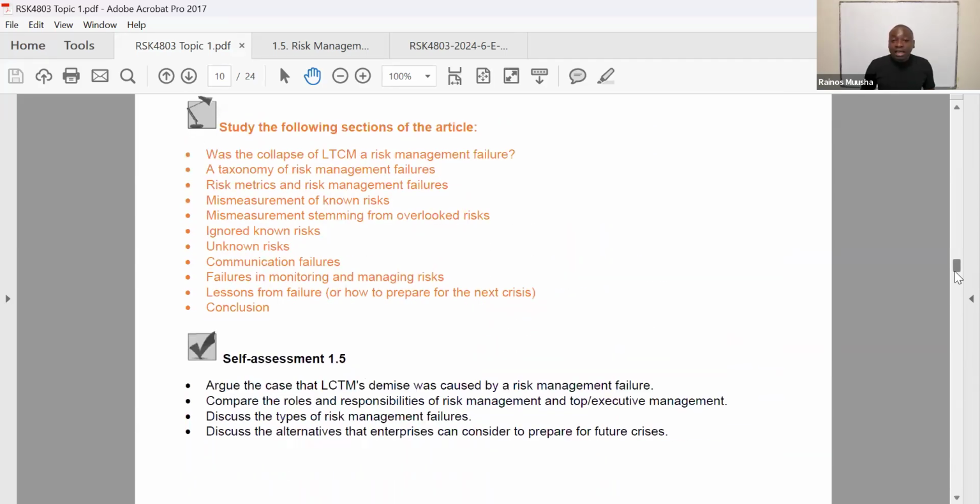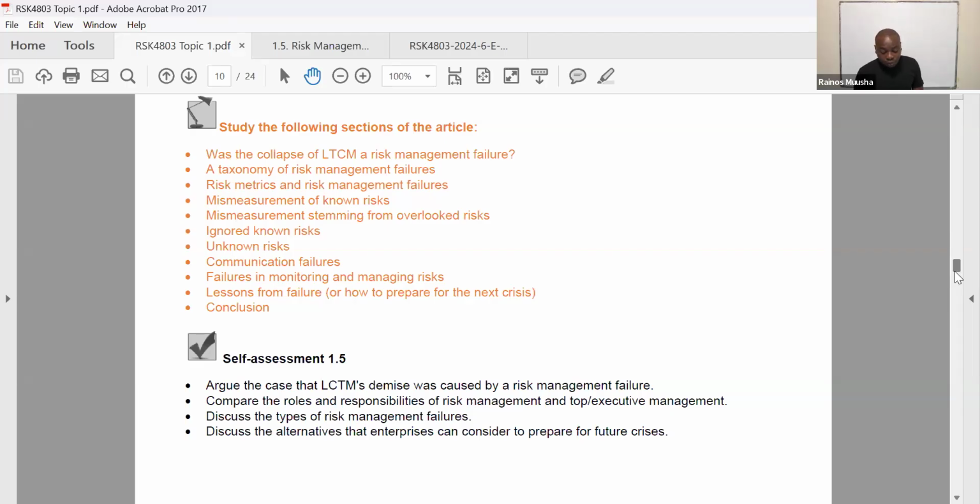which is basically the learning outcomes that we need to take note of from this particular section, they say: argue the case that LTCM's demise was caused by a risk management failure. Compare the roles and responsibilities of risk management and top executive management. Discuss the types of risk management failures and discuss the alternatives that enterprises can consider to prepare for future crises as well. So these are the learning outcomes that we need to take note of as we go through the article.